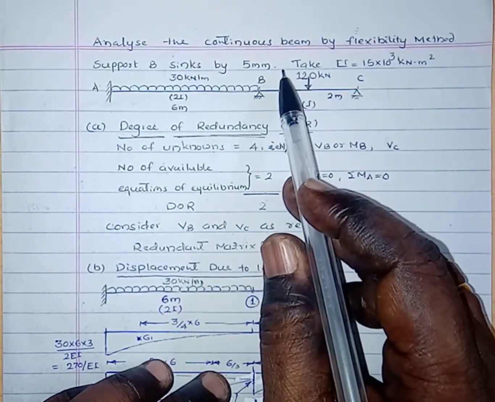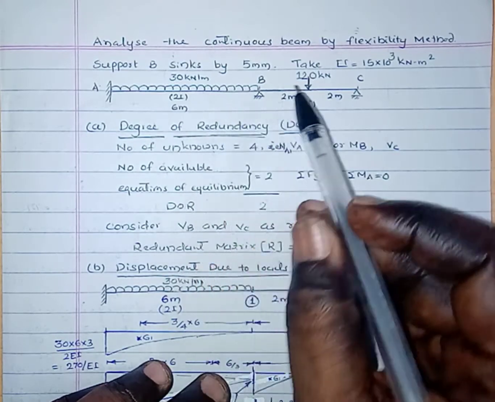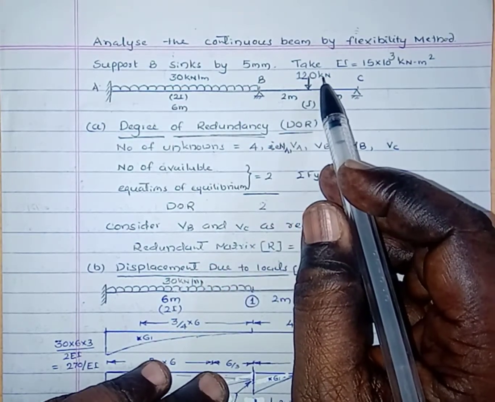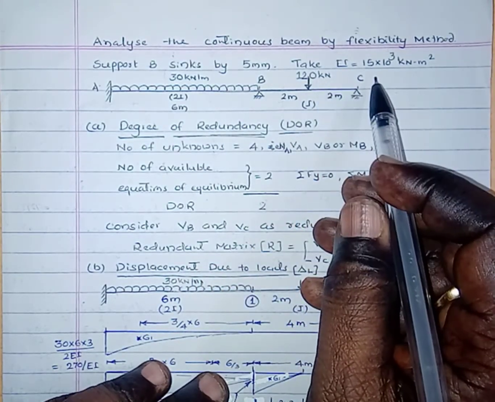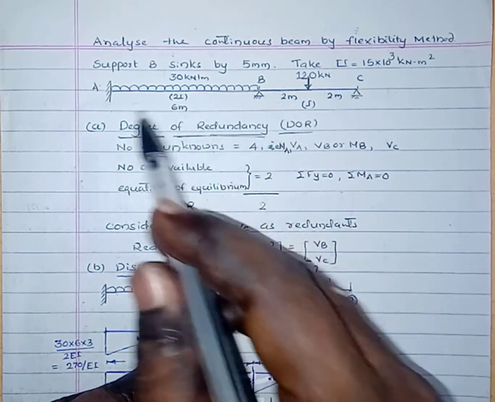Analyze the given continuous beam by flexibility method. Support B sinks by 5 millimeter. Consider EI equals 15 into 10 to the power of 3 kilonewton meter square.